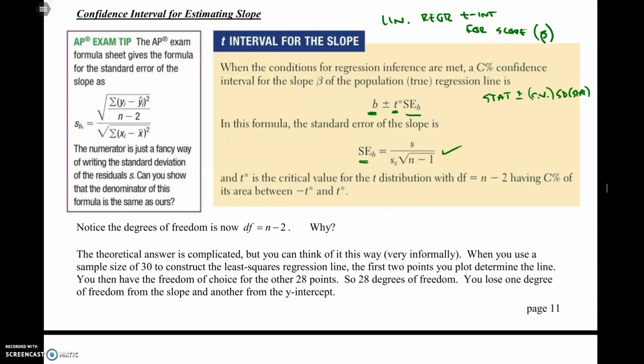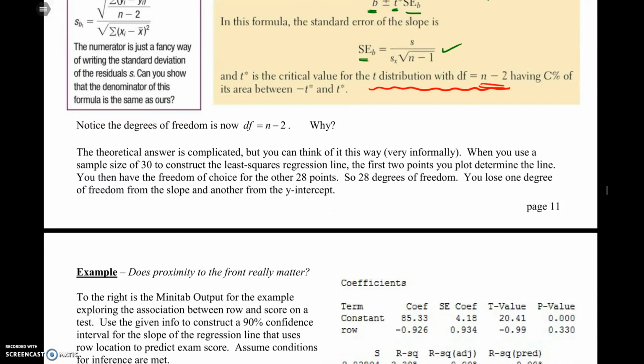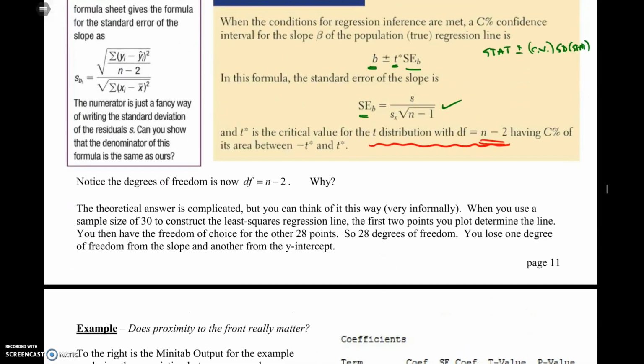This is no different. The only thing you got to be careful about is with the t-distribution, this has a degrees of freedom n minus 2. So why n minus 2? Well, the theoretical answer is complicated, but you can think of it this way, very informally: when you use a sample size of 30 to construct the least squares regression line, 2 points kind of determine your line, and then you have the freedom of choice for the other 28 points around it.